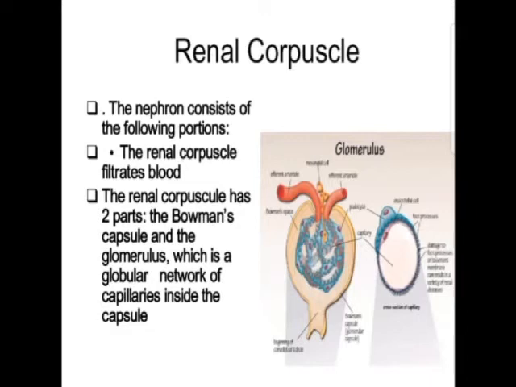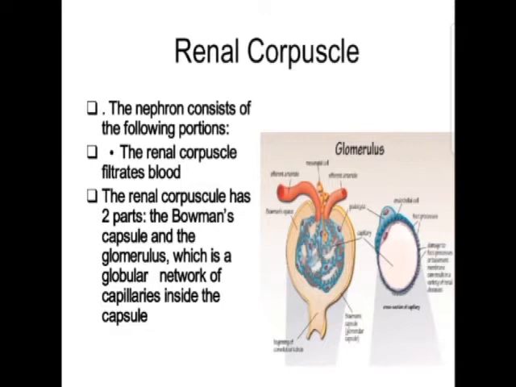At the urinary pole, the simple squamous epithelium becomes continuous with the simple cuboidal epithelium of the proximal convoluted tubule. And the visceral layer of Bowman's capsule covers the glomerulus and invests it closely. It is composed of a single layer of very specialized epithelial cells, which are called the podocytes.